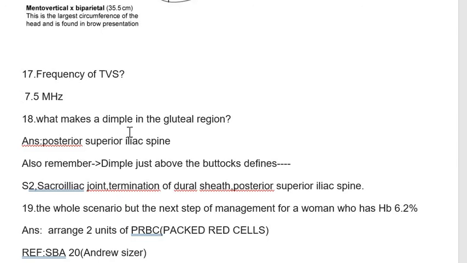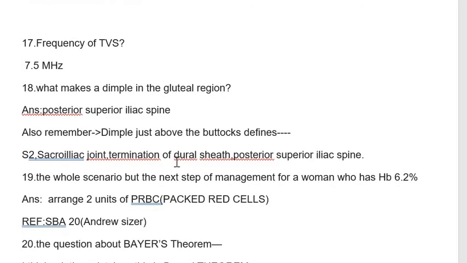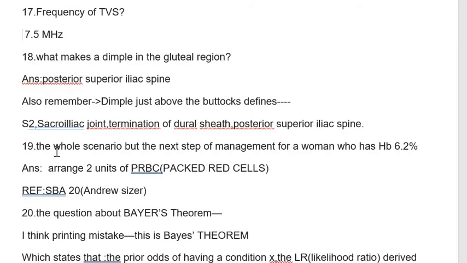Question number 18. What makes a dimple or sulcus in the gluteal region? The answer is posterior superior iliac spine. Also remember that the dimple is just above the buttocks, and it is going to define S2, that is the sacroiliac joint, termination of the dural sheath, and posterior superior iliac spine. So this is an important landmark, you should know about it.